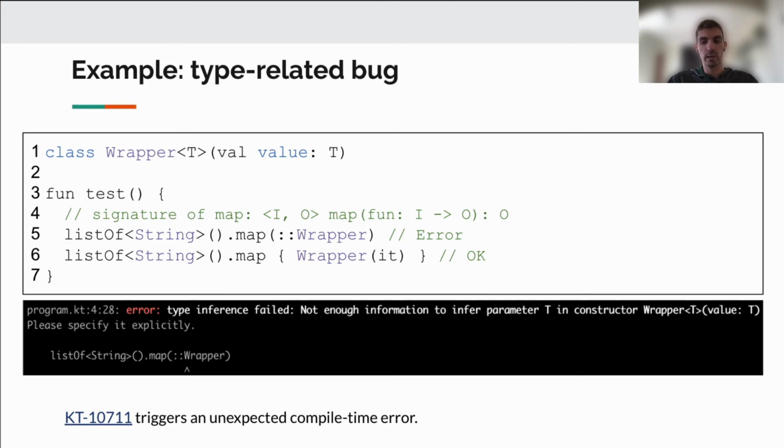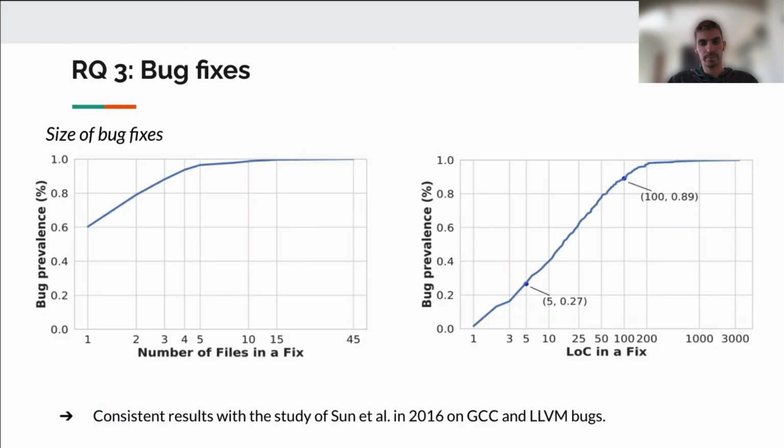Specifically, map is applied to a list of strings. Thus, the type variable I of the function map is instantiated with a string type, making map expect a function that takes a string as a parameter and returns a value of O. However, there is a bug in the inference engine of the Kotlin compiler which prevents the compiler from instantiating the type variable T defined in class Wrapper, and as a result, it is unable to infer the corresponding type for the function reference of the constructor of Wrapper. Notably, if we replace the function reference with a lambda, the program compiles successfully.